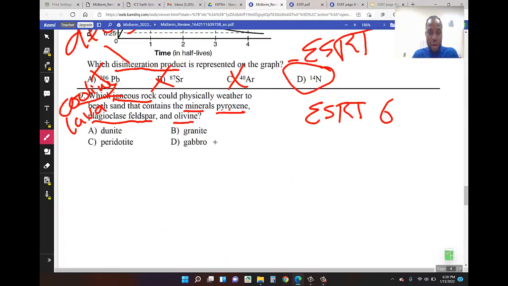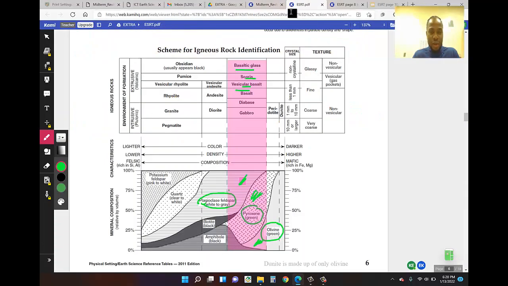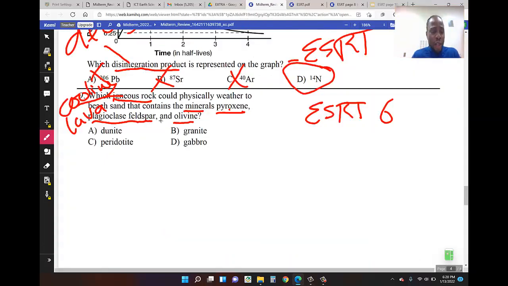So let's go back to the midterm. Dunite, definitely not dunite. Why not dunite? I can't even find the rock. Dunite, where are you? Okay, dunite is right here. Dunite does not contain all these other minerals. Dunite is actually monomineralic. It has only one mineral, and that is olivine. Definitely not dunite.